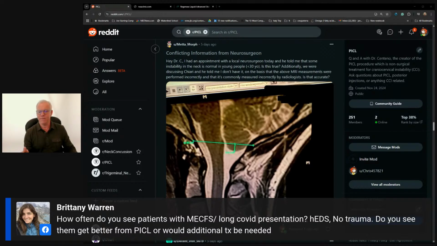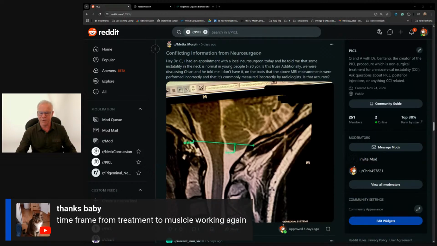So if, for example, you've got more autonomic features, we're going to go after that vagus nerve. If you've got this rectus capitis posterior minor issue, we're going to go after that suboccipital nerve. So that's in addition to the injections, the EPICL to stabilize. So that's what's happening there. So yes, we see those patients all the time, and most of them do quite well, but it's an individualized treatment plan for everybody. Thanks.